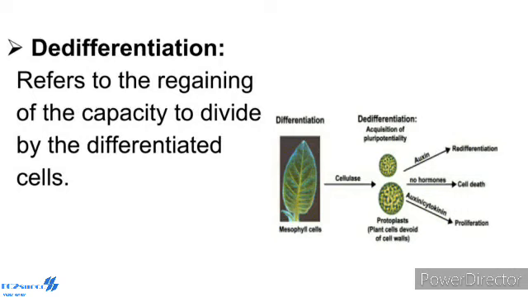De-differentiation refers to the regaining of the capacity to divide by differentiated cells. In plants, living differentiated cells can regain the capacity to divide mitotically under certain conditions. The sum of events that leads to this capacity of a differentiated cell to divide once again is termed de-differentiation. A de-differentiated tissue can act as a meristem. Example, interfascicular cambium, cork cambium, and wound meristem, all derived from permanent cells.